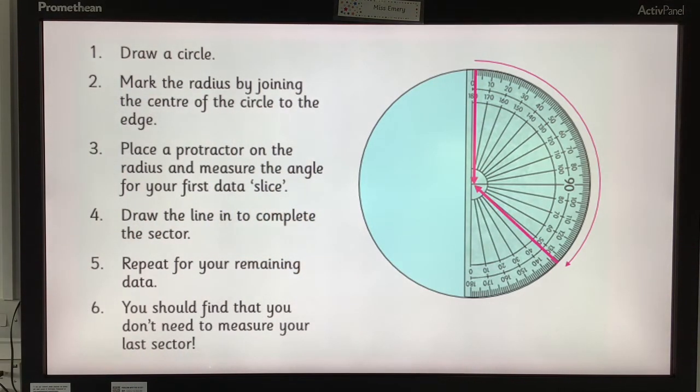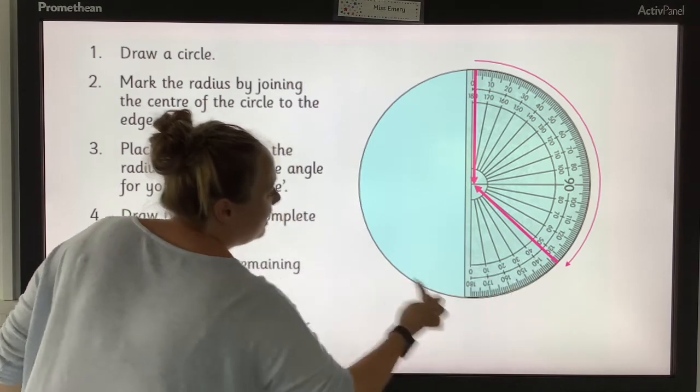Once you have drawn the line to represent where that segment ends, you move your protractor around so that you are along the line you've just drawn, and you measure again.